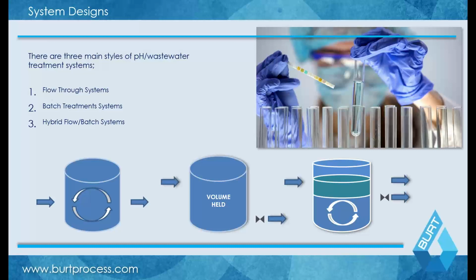Batch is obviously the opposite of a flow-through system. In a batch treatment process, the waste enters into the tank, the influent is shut off, the effluent is shut off, and you treat your waste volume until it's fully neutralized. Batch has the advantage of obviously being able to treat any waste stream.